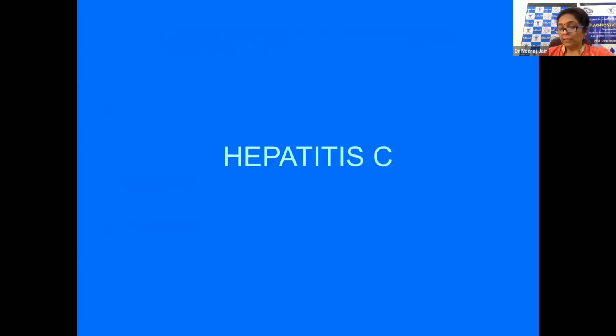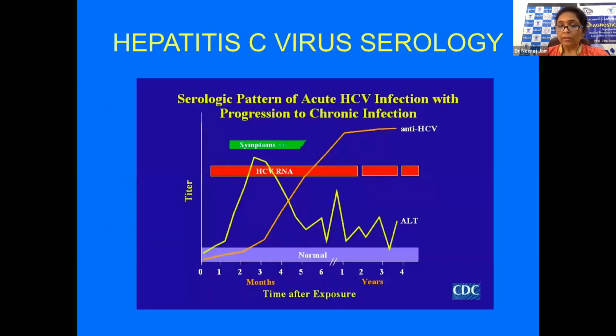Hepatitis C is the next virus, which is very important to understand, because now there is a paradigm shift in the management of hepatitis C. We used to think that C was a difficult virus to treat before, say, 2015, as compared to B. Now we know that we can almost cure this hepatitis C virus. We should know the serological markers along the way.